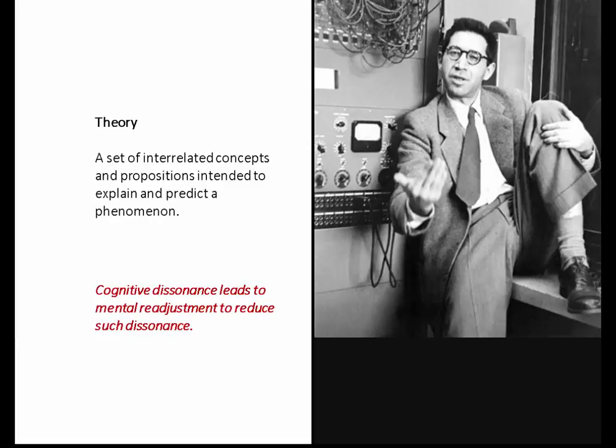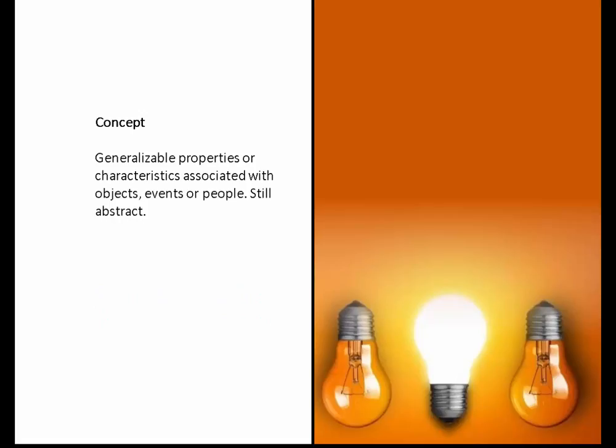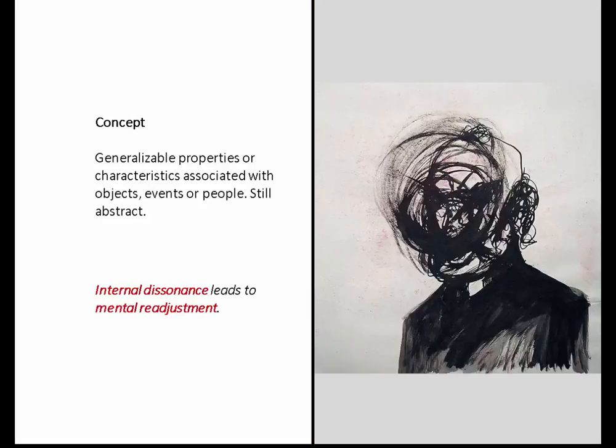But that's sort of what we mean with the theory. There's a set of interrelated concepts. Now I'm going to talk about what a concept is, but maybe you already see this, like this idea of mental readjustment. That's a concept. Or cognitive dissonance. That's a concept. Yeah? So now, concept, what is that? A definition: generalizable properties or characteristics associated with objects, events, or people. Still very abstract.